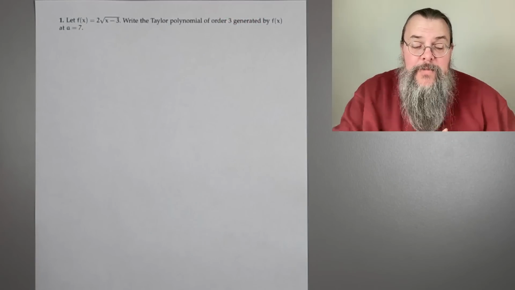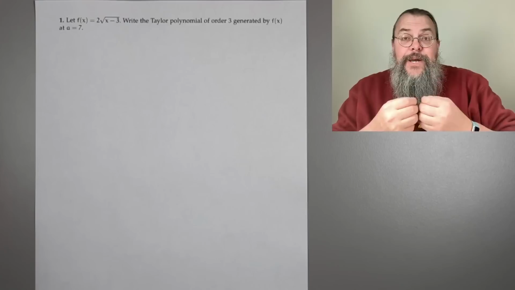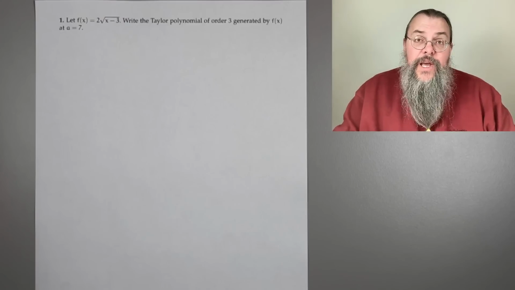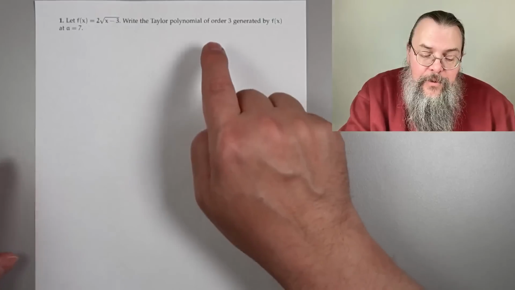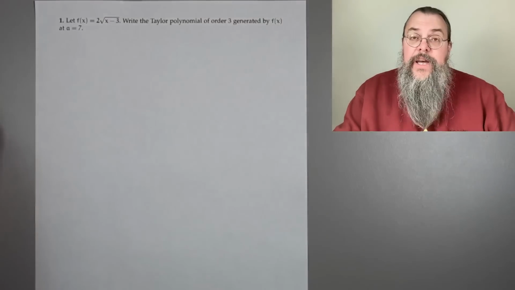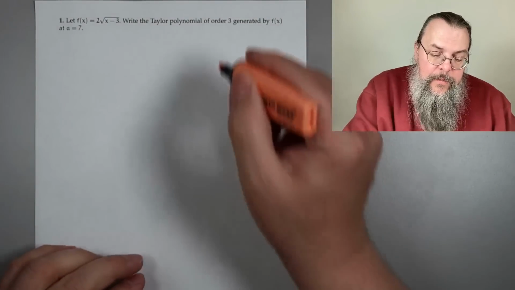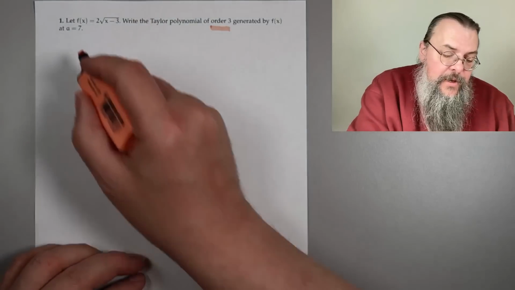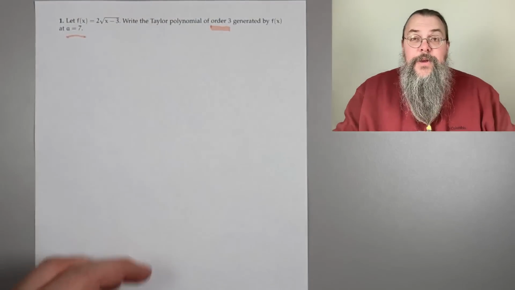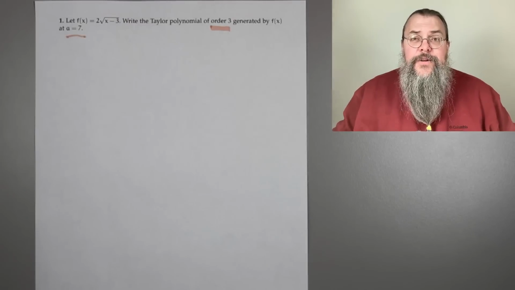Number 1. We have the function f of x, which is 2 times the square root of x minus 3. And we're told, write the Taylor polynomial of order 3 generated by f of x at a equals 7. Okay, so there's a couple of things we need to make sure we understand. What do we mean by order 3? What is this a? So let's remind ourselves, what are we talking about when we talk about Taylor polynomials?